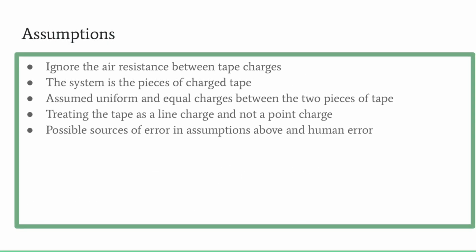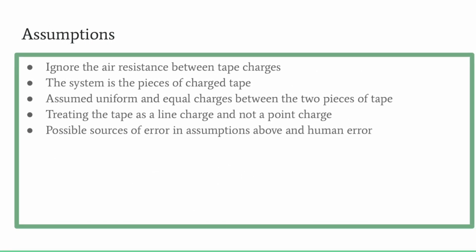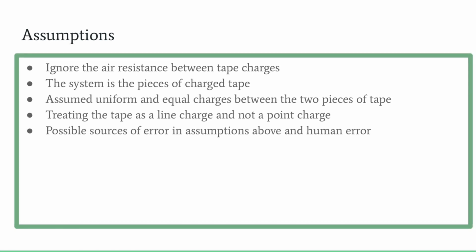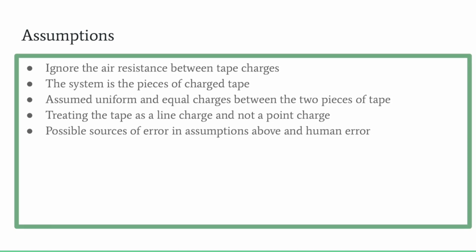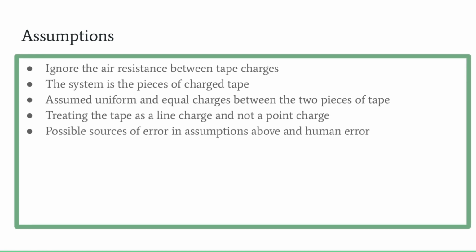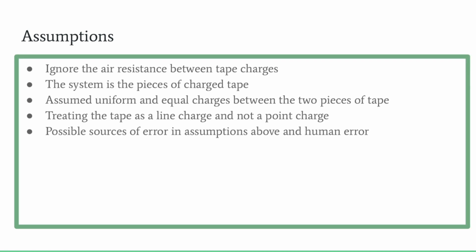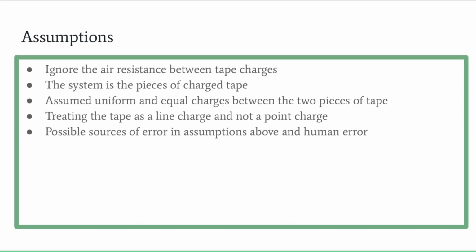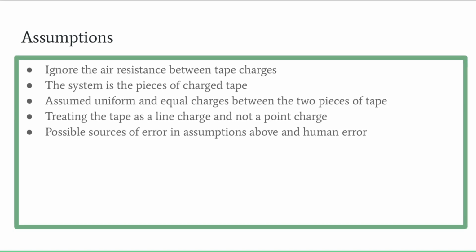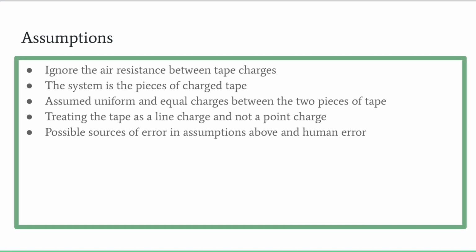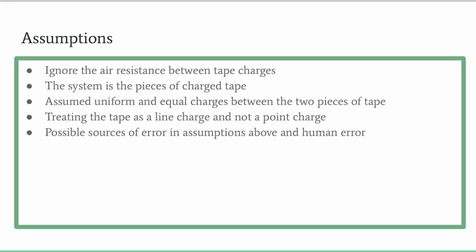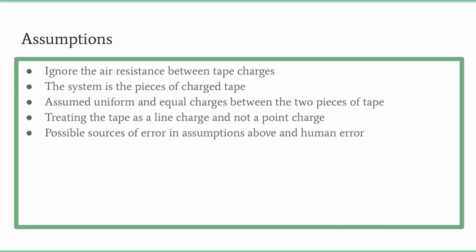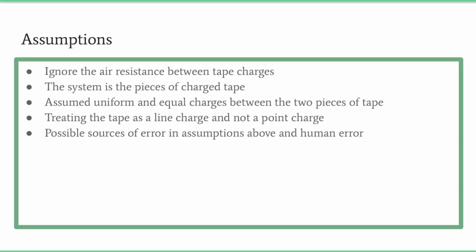In this lab, we're going to ignore the air resistance between the tape charges because the results would be negligible. The system is also the pieces of the charged tape. We're also going to assume uniform and equal charges between the two pieces of tape, although this might not necessarily be the case. We're also going to be treating the tape as a line charge instead of a point charge as we did in the previous lab. Possible sources of error in this lab could be the assumptions that we're making above and human error.